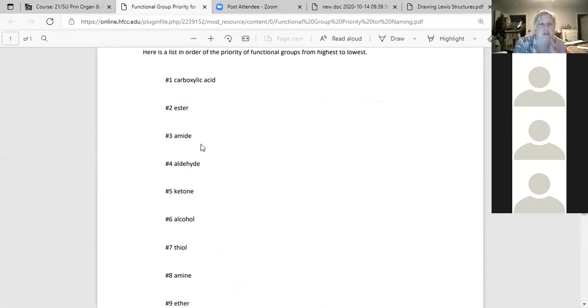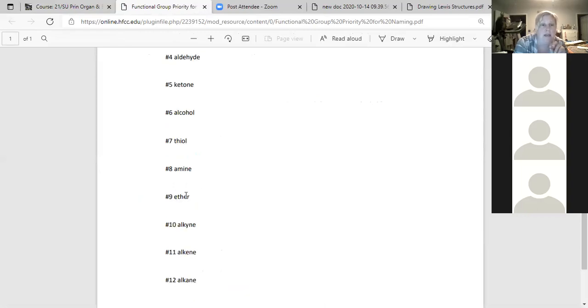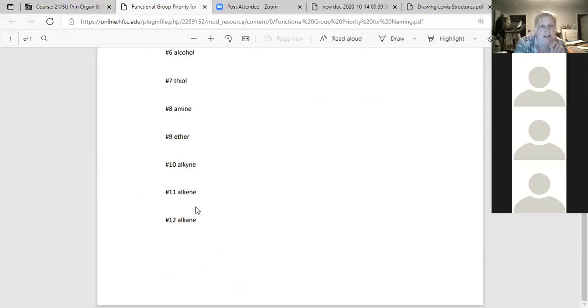You guys have seen esters, amines, aldehydes, ketones, alcohols. We're almost done with all these, right? Yep. Amines, ethers, alkenes, or alkyne, alkene, alkane. This is how it goes. Alkanes get the least priority, okay?